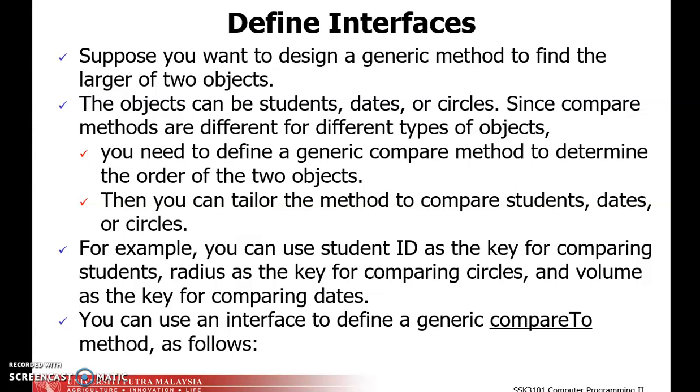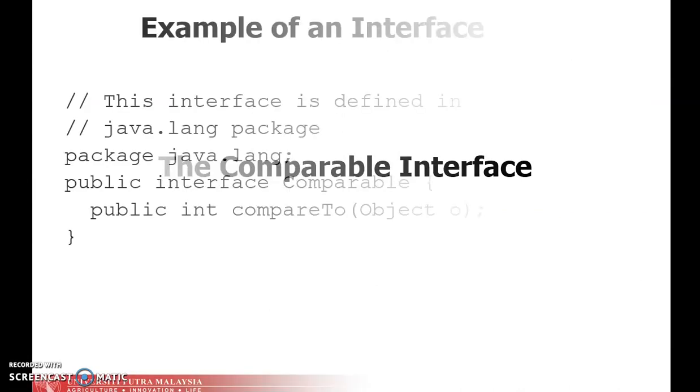And therefore, in the very first place, we have to define a generic compareTo method to determine the order of two objects. For example, you can use student ID as the key for comparing students, radius as the key for comparing circles, and volumes as the key for comparing dates. For this reason, we come out with one good solution, which is to define a generic compareTo method as follows. And we call it the Comparable interface.